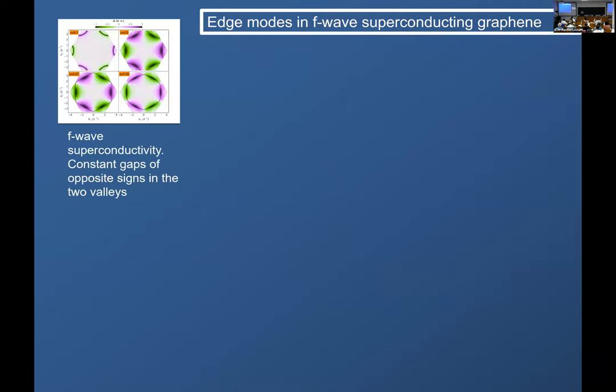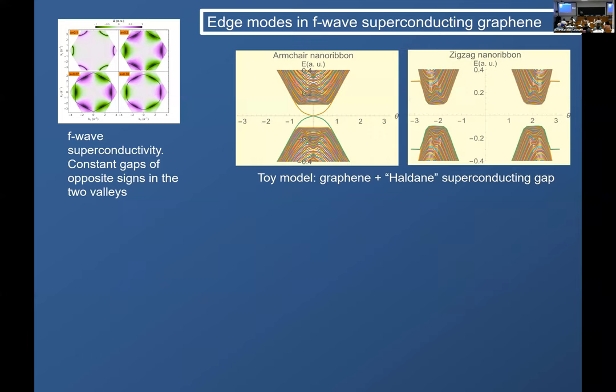Okay, so what we have done is to study this type of superconductivity, this F-wave superconductivity, which we think phenomenologically is not unlikely to be the kind of superconductivity present in twisted bilayer graphene. We first study the toy model, which is just graphene plus a Haldane superconducting gap, which means that the superconducting gap has opposite signs in the two valleys.